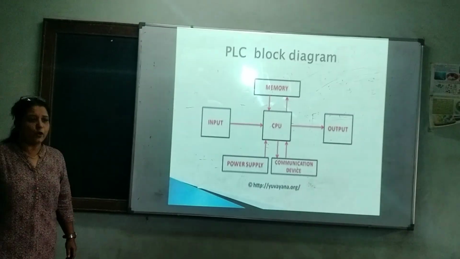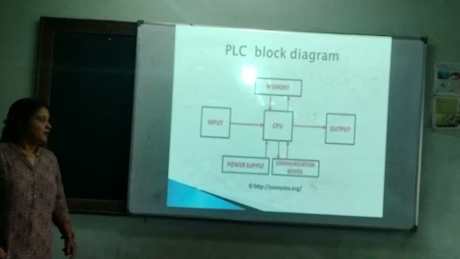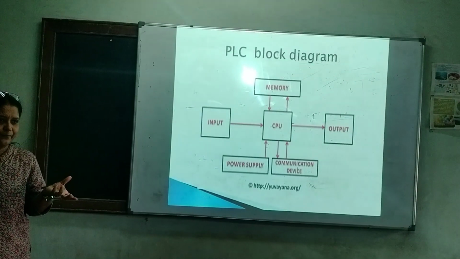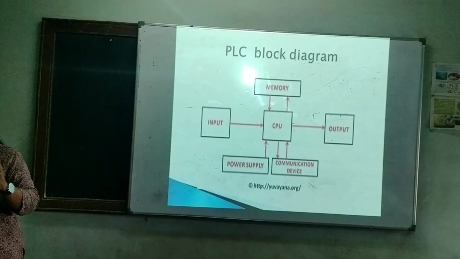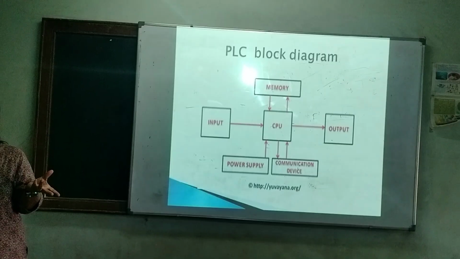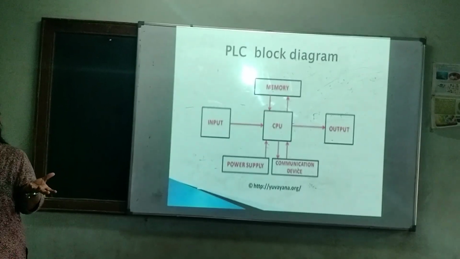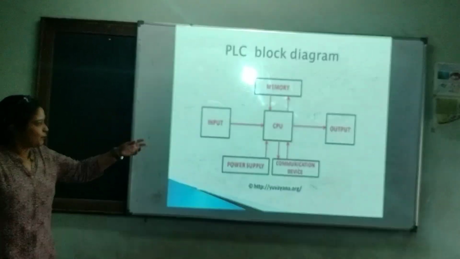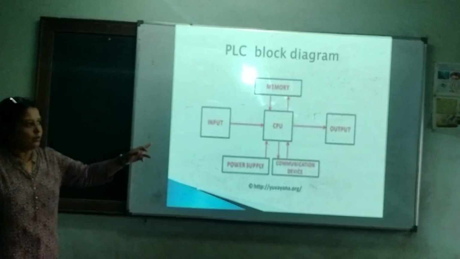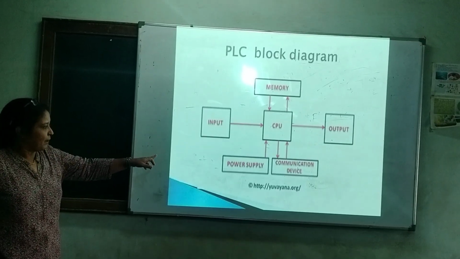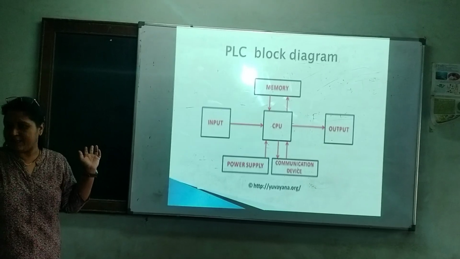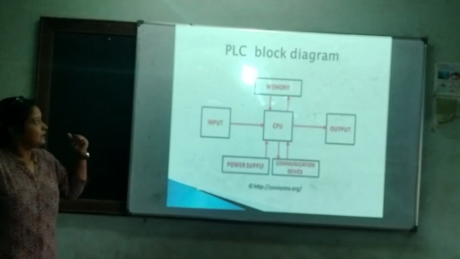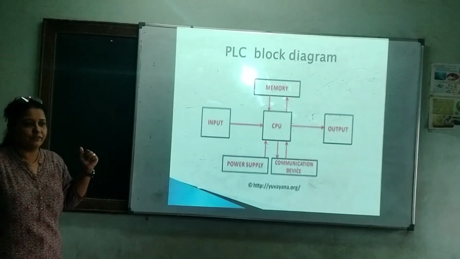Next, the brief block diagram of the PLC. As it is defined, a PLC is nothing but a computer. It is a special type of computer which can operate in a harsh industrial environment also. If you go through the block diagram, there are the CPU, memory, input, output, power supply, and the communication device. These are the different blocks of the PLC.